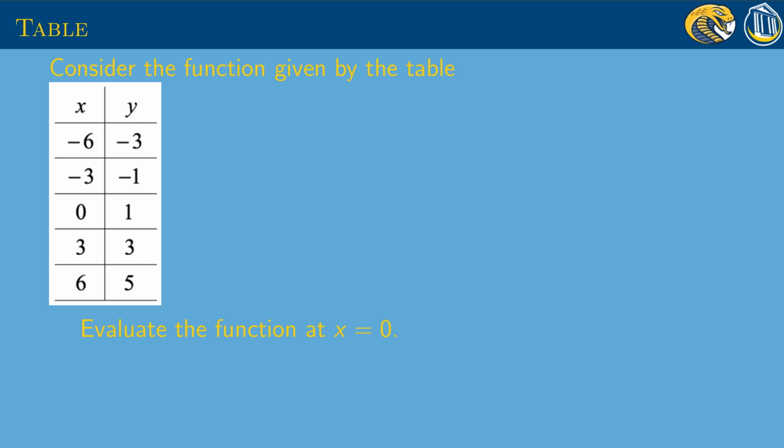Let's look at this table. When our input is -6, our output is -3. When our input is -3, our output is -1. When our input is 0, our output is 1. Once again, we can write this using the form f of x, where x is our input. We can write f of 0 equals our output, 1.